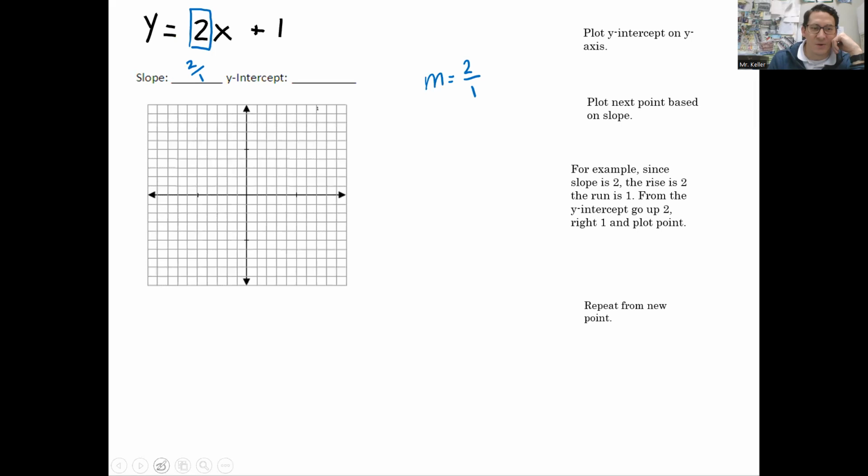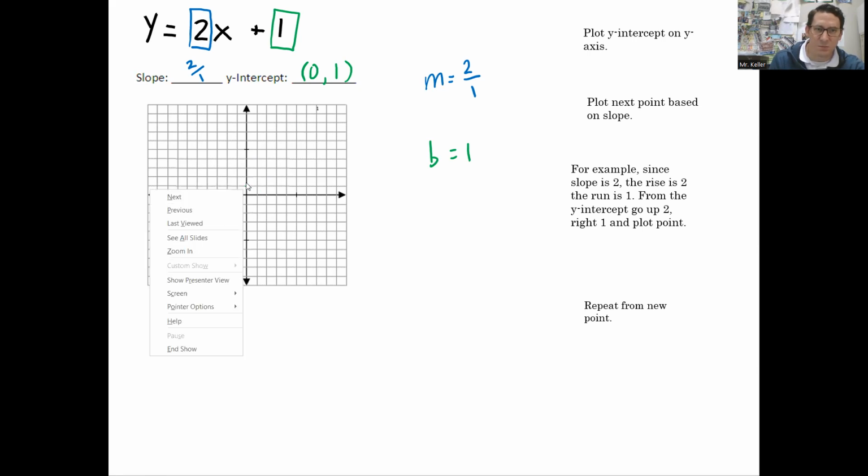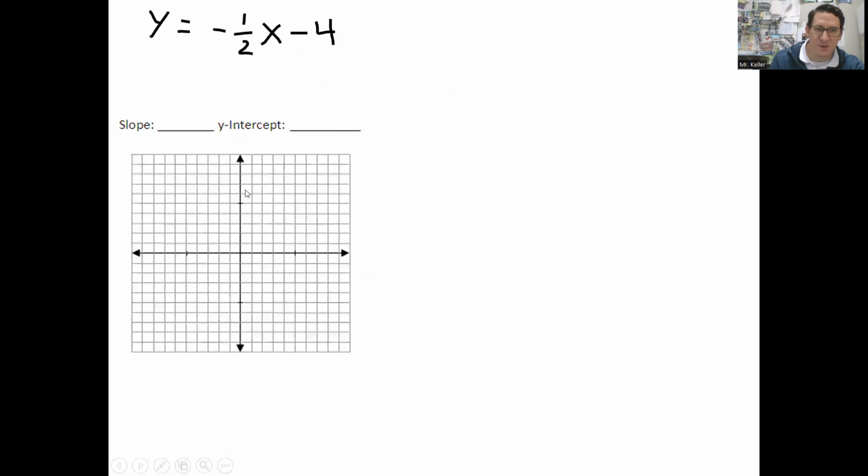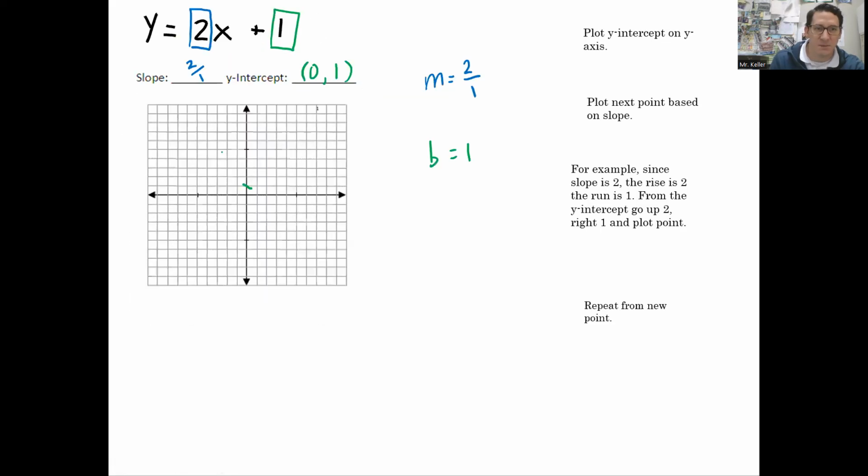The b value, I'm going to do that one in green. So here is the b value. B is 1. So the starting point, the y-intercept, is going to be at the point 0, 1. What I like to do when I'm graphing these is I plot my starting point first, 0, 1. I'm going to put a green star at the starting point, just so we can see where it starts.